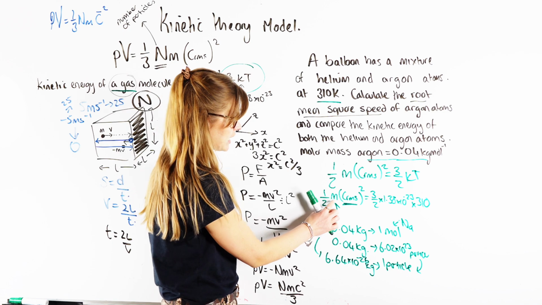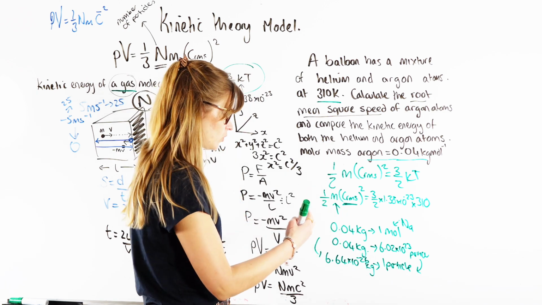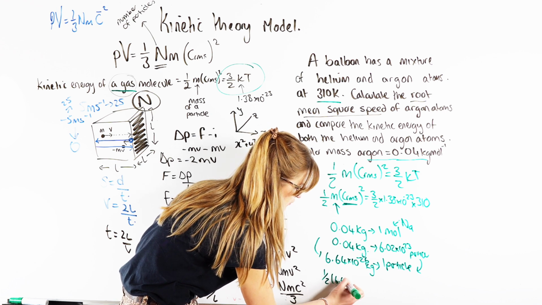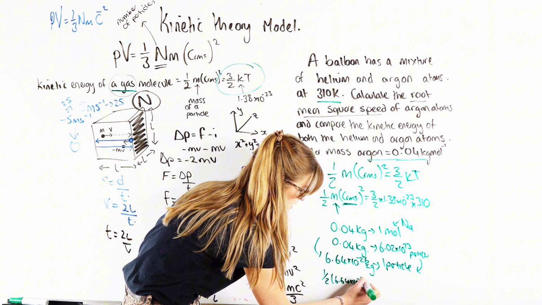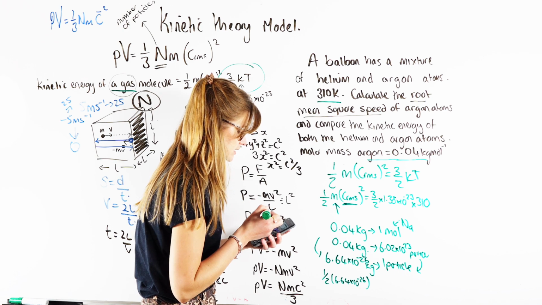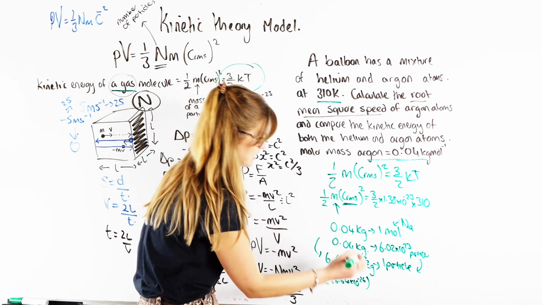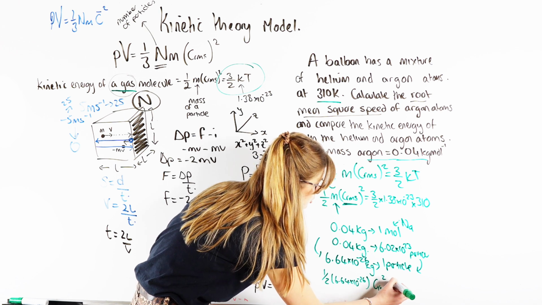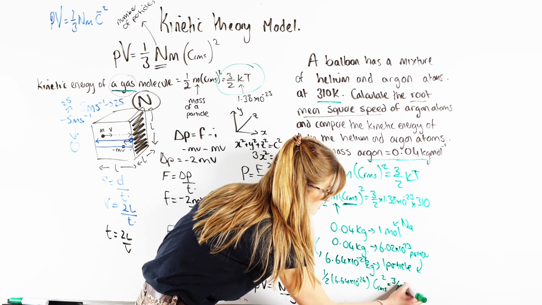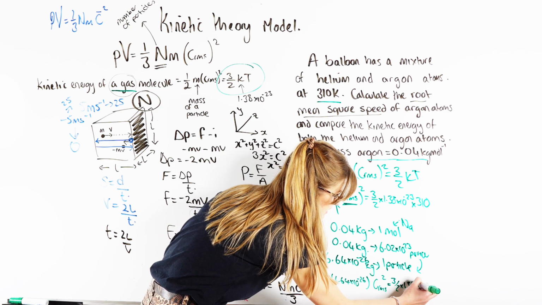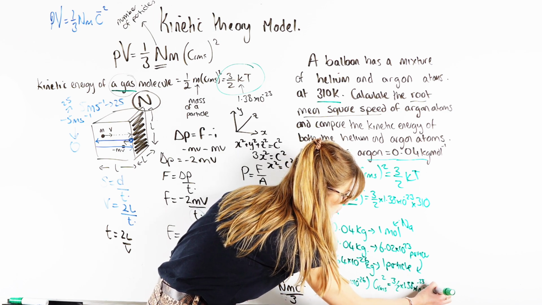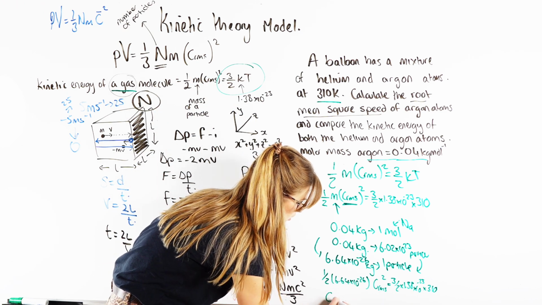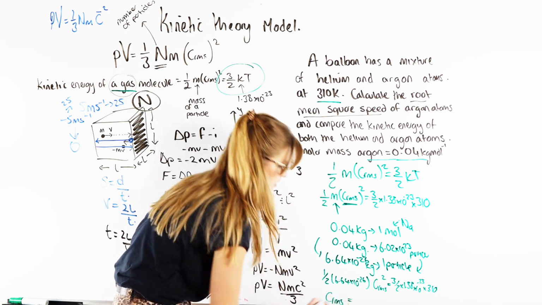So now I can put my mass in here. 1/2 times my mass, 6.64 times 10 to the negative 26, times c_rms squared is equal to 3/2 times my Boltzmann constant, 1.38 times 10 to the negative 23, times my temperature, which is 310 Kelvin. So now we can solve for what c_rms is, my root mean square speed.